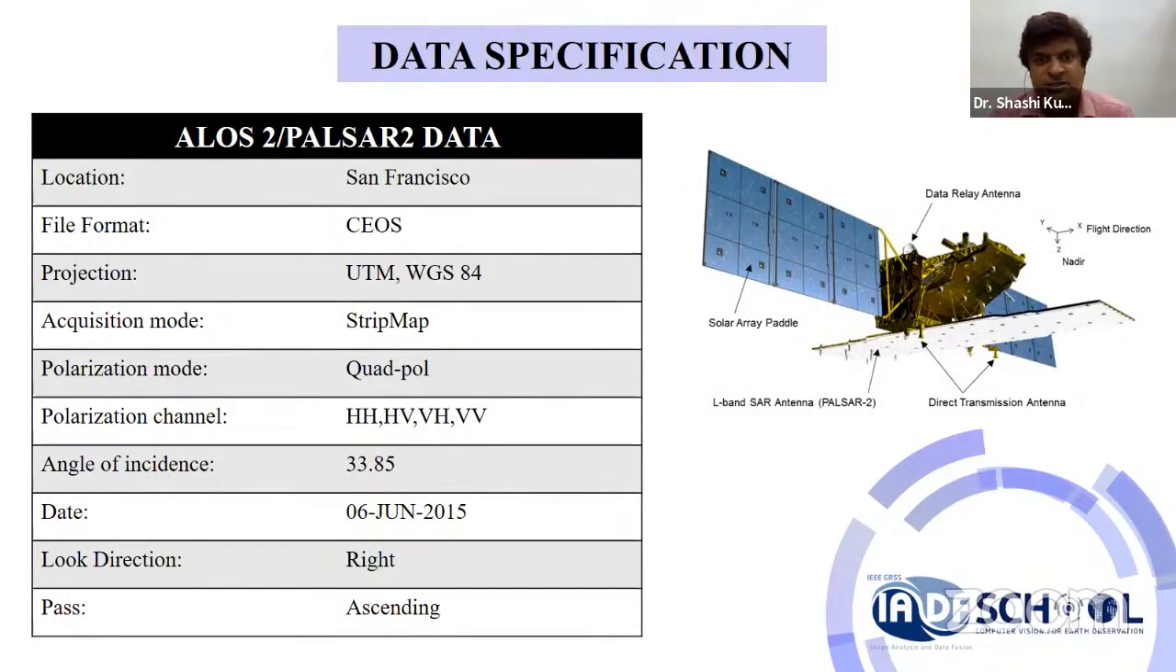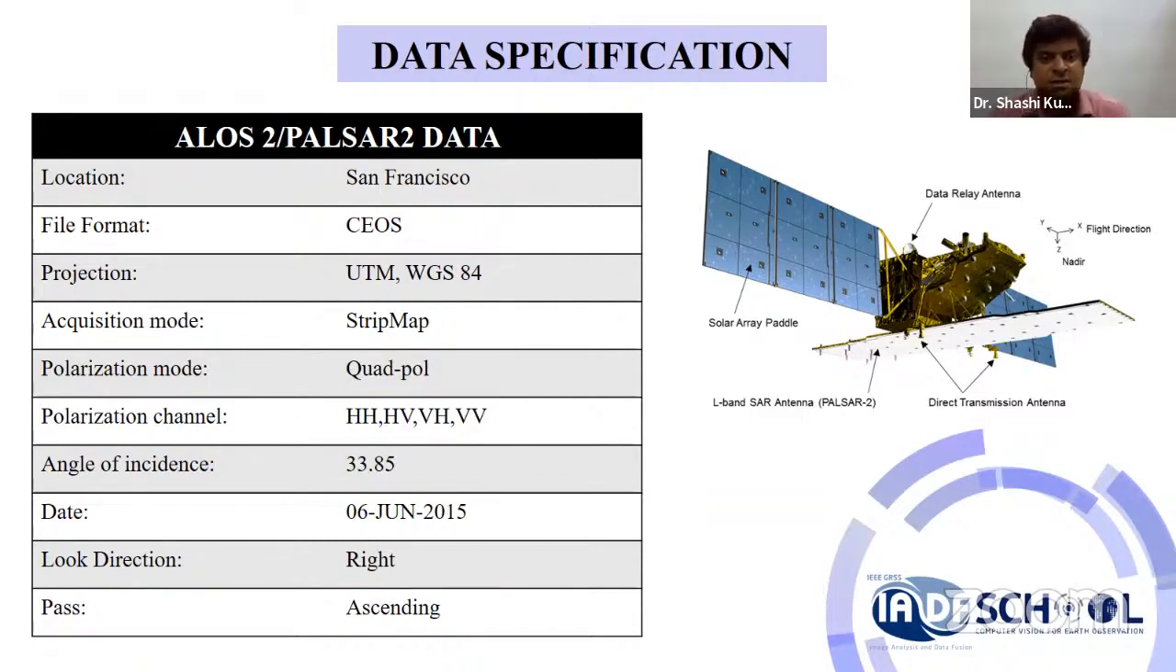Now, this is the specification of the data set. The data set is ALOS-2 PALSAR-2. The data set was acquired for the San Francisco area. This data set is provided in the CEOS format. The data set was acquired in strip map mode.